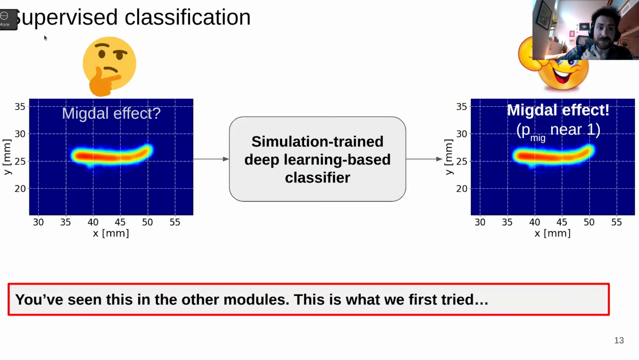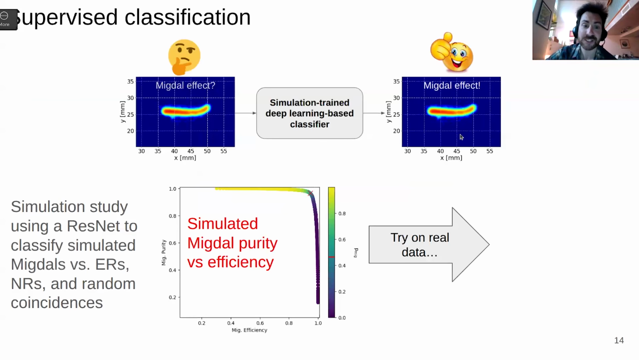And so the first thing that we tried was doing supervised classification, which I'm pretty sure you all saw, at least in your introductory module, where you say, okay, let's use a convolutional neural network and train it to identify the Migdal effect in your input image. So if you have a well-trained neural network, it'll tell you that this is indeed the Migdal effect, and it'll give you a confidence score if you softmax your output. So that was the first thing that we tried.